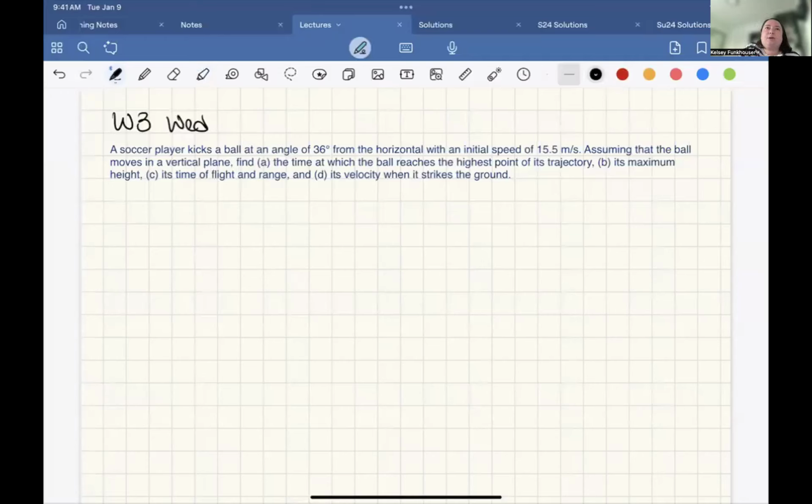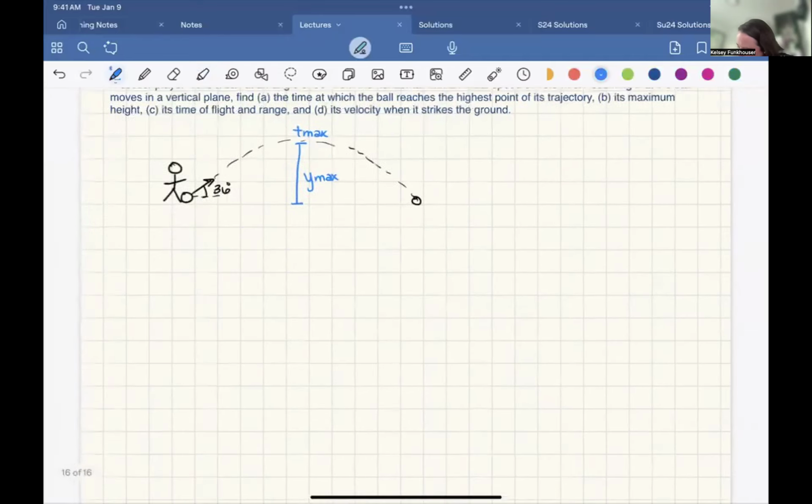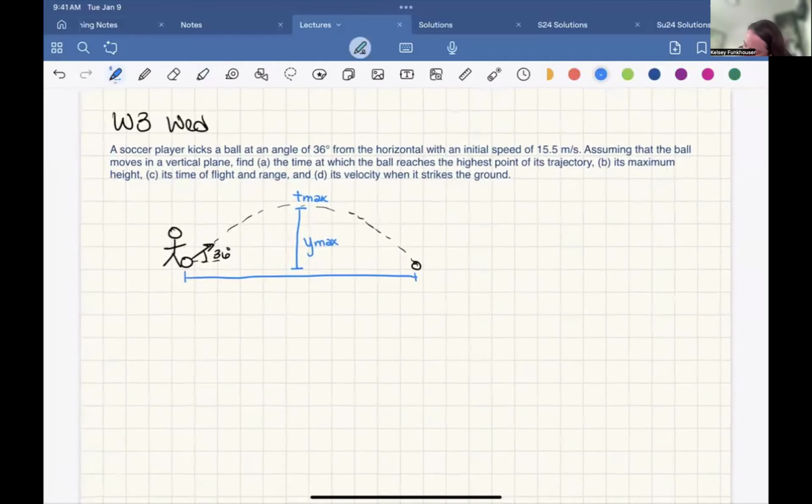So that's a lot of things, but that is on purpose, because I wanted to give you an example problem that solves for a lot of things. So let's draw the situation. Here is the player kicking the ball at an angle of 36 degrees, and then it's going to do this projectile motion path, and then eventually it will land on the ground. And some of the stuff we're asked for: the maximum height and the time to the maximum height. And we're asked for the range, I'll just call it the displacement in x, and the total time, which we'll just say is the time interval. And finally, we're asked for the final velocity.